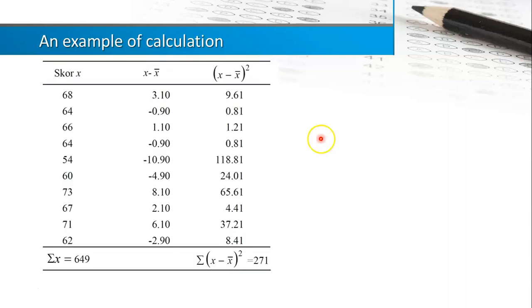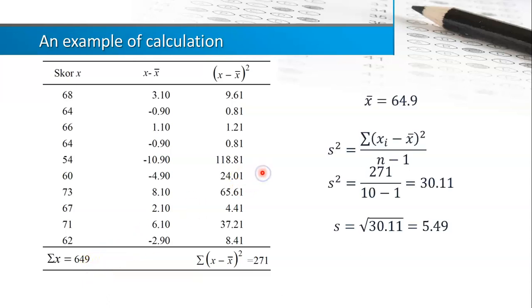So how do we calculate this? For this example, I am calculating it using the actual definition of the standard deviation and also the variance. So for this score, you have all of these scores, and then you have the mean. You can calculate the mean.